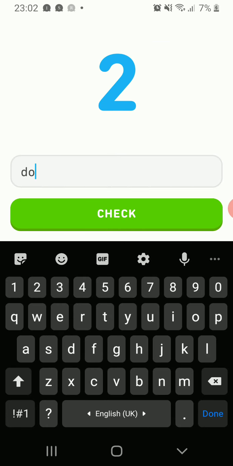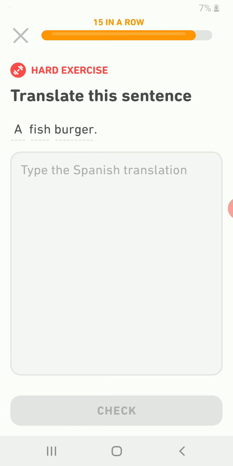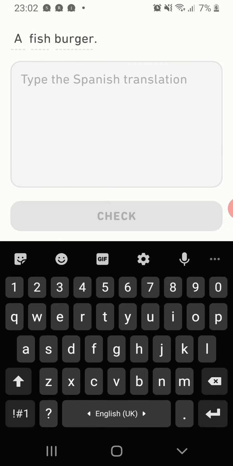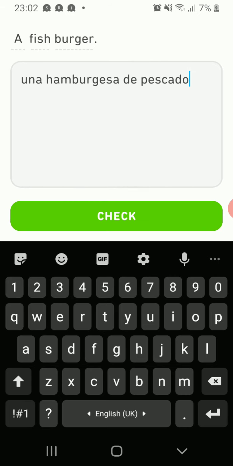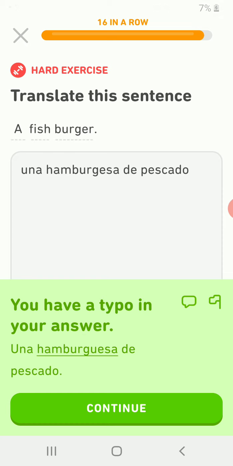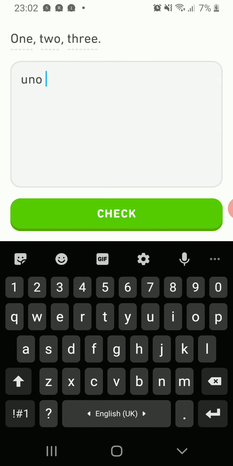I've noticed that I have a very bad pronunciation these days, probably because I'm speaking some other languages. And translate this sentence: a fish burger. So a fish burger is una hamburguesa de pescado. Pescado is fish. Okay, I missed the letter U. One is uno, dos, and tres, of course, is three.